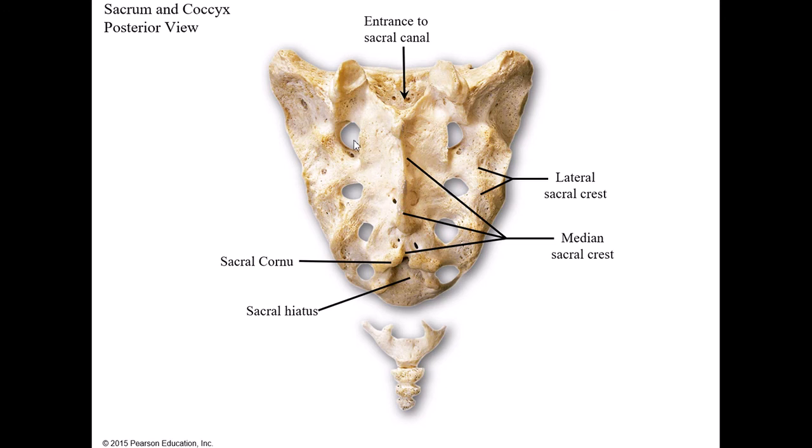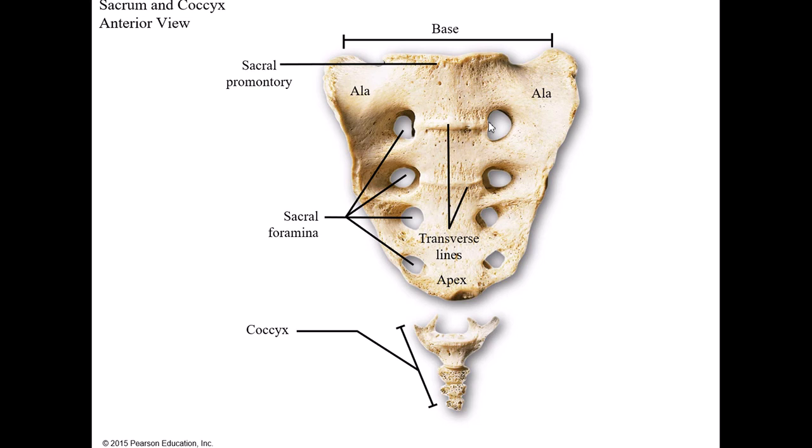Now, the last couple things on the sacrum: these holes right here are just the foramina. The holes that we see from the back we could call the posterior foramina. The holes that we see from the front you could just call the anterior foramina.